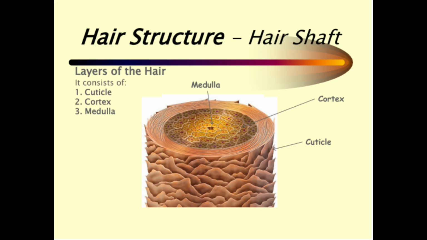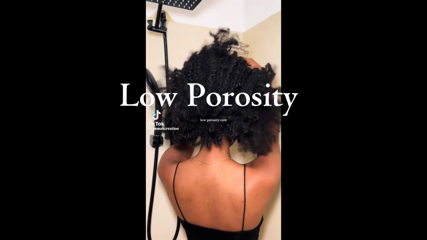The next area is the cortex. This is the middle layer. This is actually the thickest layer of the hair, and it contains proteins for structural support and the pigment in our hair. The last part is the medulla. This is the soft central part of the hair shaft. Okay, that's enough of the hair shaft.